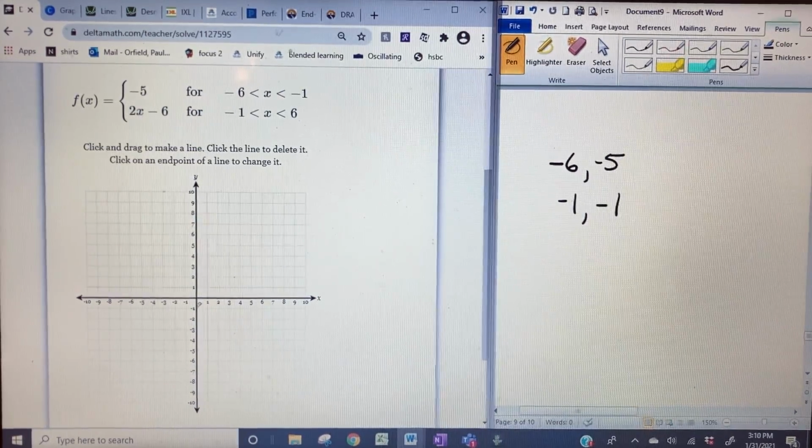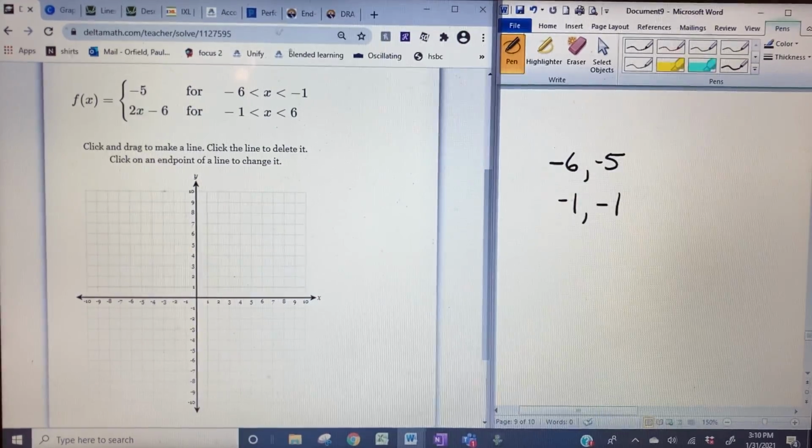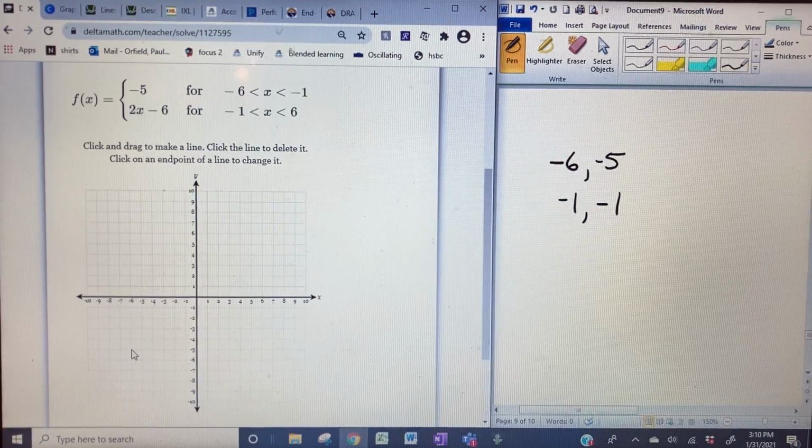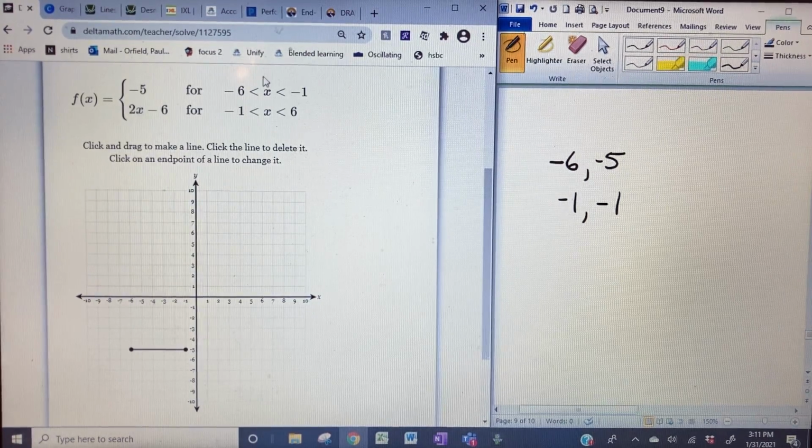So I'm going to start by going here to -6, -5, and I'm going to click, and as they say, click and drag. I'm going to drag until I get underneath my x value being -1. So as you can see, I've graphed -5 between the values of -6 and -1. And I need to make both of those open. All right.